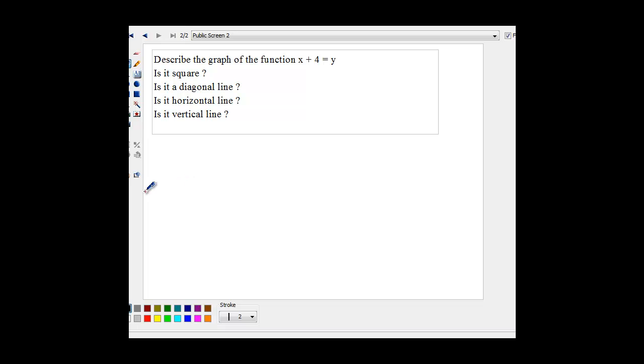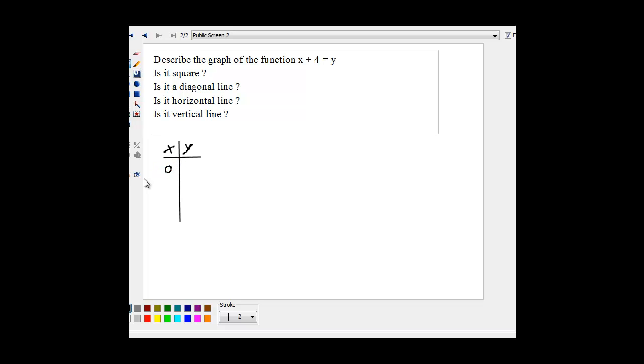To find out what it is, we need to set up a chart like this. Here we have x and here we have y. We're going to let x be equal to any number we want. We have Parisa online. Parisa, can you type the easiest number you can think of that I can try? Parisa says 1. How about 0? Let's try 0.